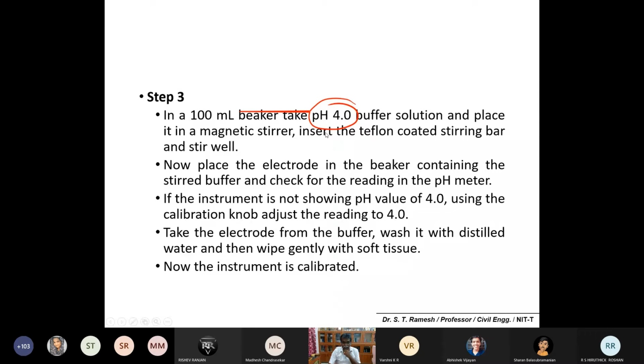Take a pH solution of 4, stir completely, and read the pH value. If it is 4, it is fine. If it is 4.1 or 3.9, you adjust the calibration knob and make your calibration correct. Now calibration is completely done with pH of 4, pH of 7 as well as pH of 9.2. Now your equipment is ready for your measurements.